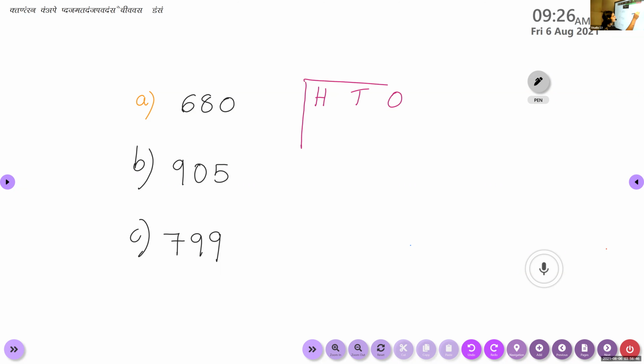Then 100 place, which digit we have to write? 6. In tens place? 8. In ones place? 0. Okay. Correct, dear.